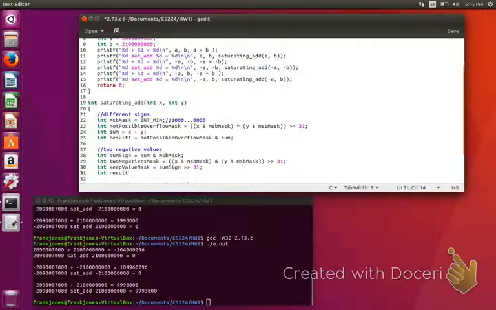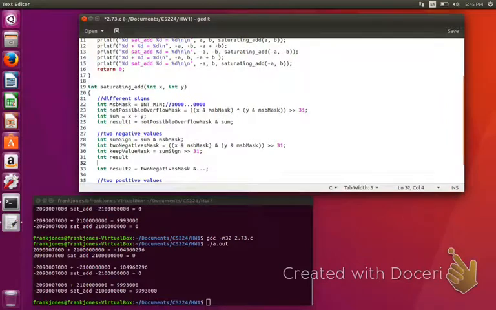Let's see here. Oops, I'm getting ahead of myself a little bit. This is going to look a little tricky. But if you think about it, it will eventually make sense. Okay, so two negatives masked. This is going to give us all zeros unless both values that are being added are negative. Okay, and we're accomplishing that with this AND.